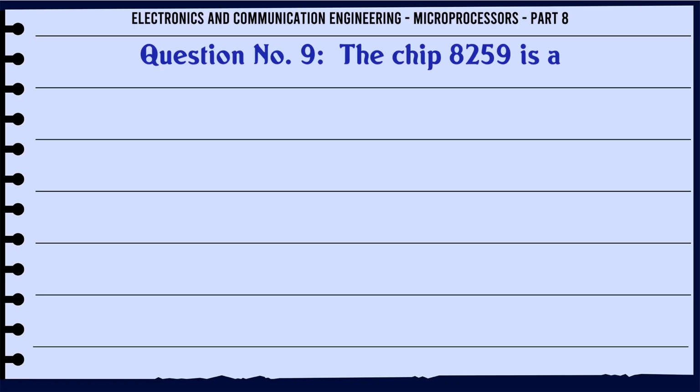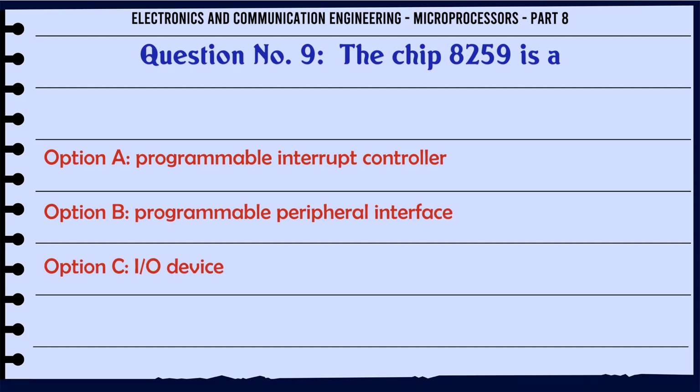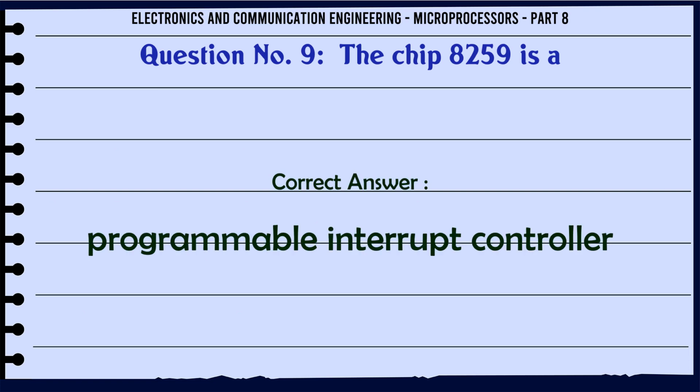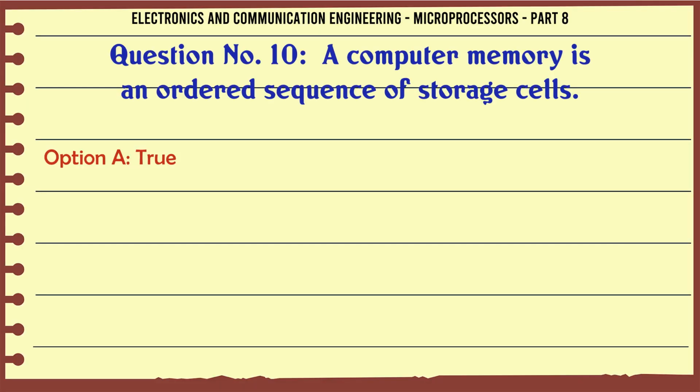The chip 8259 is: A, programmable interrupt controller; B, programmable peripheral interface; C, I/O device; D, memory chip. The correct answer is programmable interrupt controller. A computer memory is an ordered sequence of storage cells. A, true; B, false. The correct answer is true.